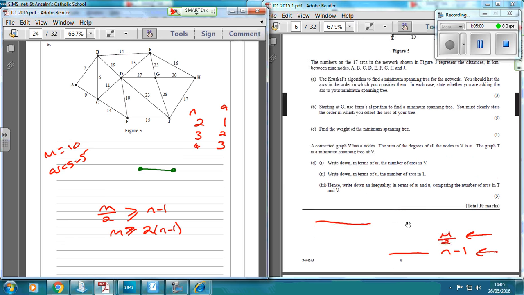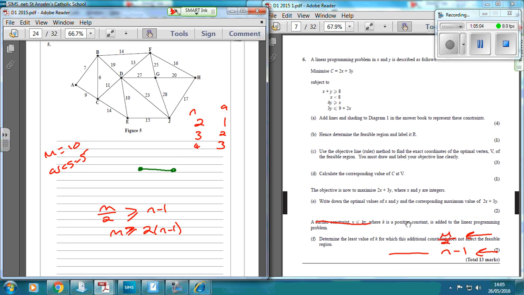Okay, so then if we move on to the next question, let's shift this up here.